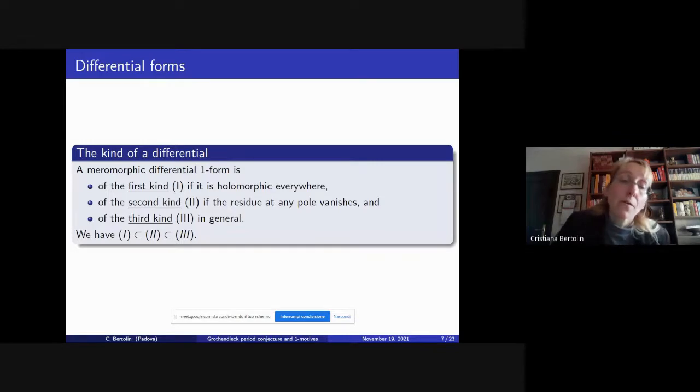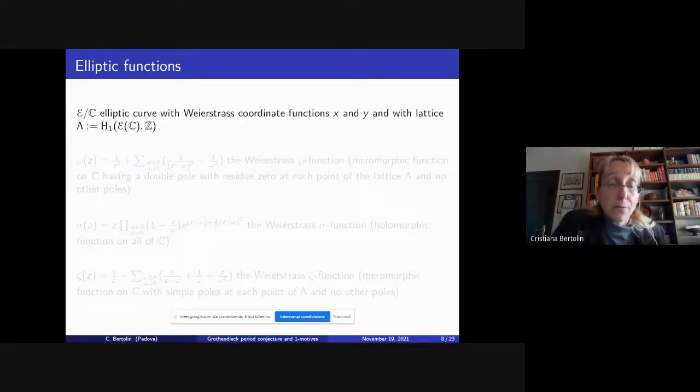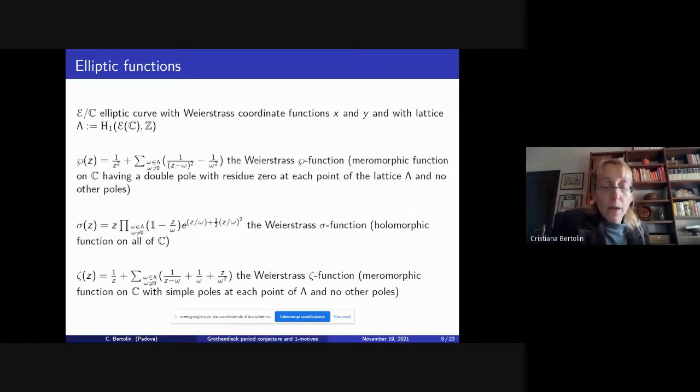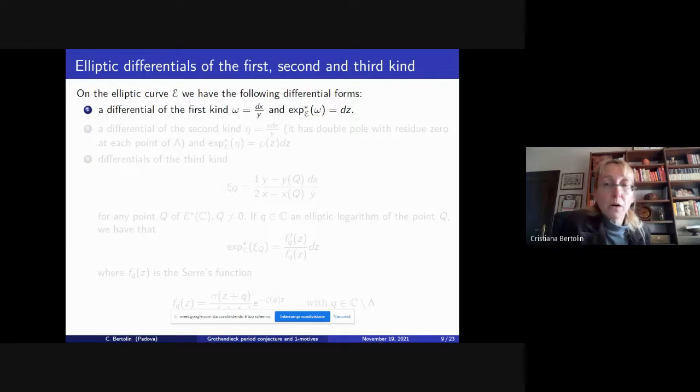And obviously, differentials of first kind are contained in differentials of second kind, and they are contained in the differentials of third kind. In the case of an elliptic curve, I want to show how to compute these differentials. So I take an elliptic curve over C with Weierstrass coordinate functions x and y, and we have the lattice. I recall that we have the Weierstrass P function, which is a meromorphic function having a double pole with residue 0 at each point of the lattice. Then we have the classical sigma function, which is holomorphic everywhere. And then we have the zeta function, which is meromorphic with a simple pole at each point of the lattice. So now I want to construct the differential forms on the elliptic curve.